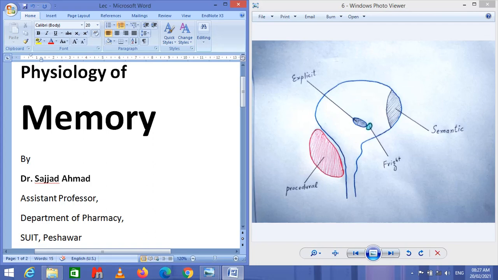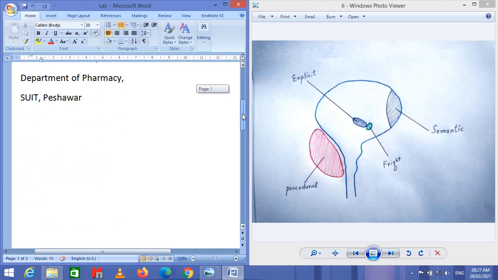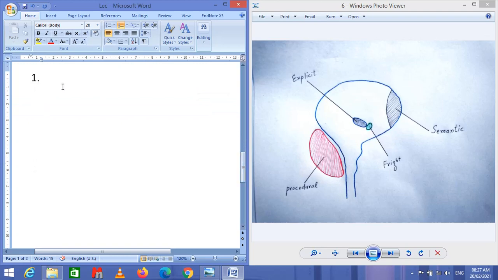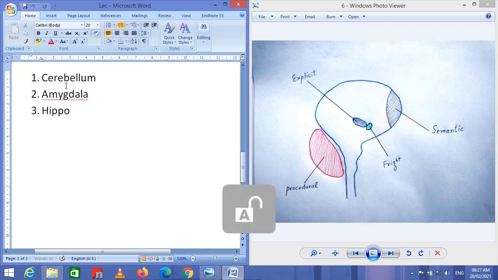Memory is stored throughout the brain, but four major parts are responsible majorly for the storage of memory, for the storage of new information. I'm going to write them. Number one, the cerebellum. Number two, the amygdala. Number three, the hippocampus. And number four, the prefrontal cortex. I'm going to discuss each and every one in detail.